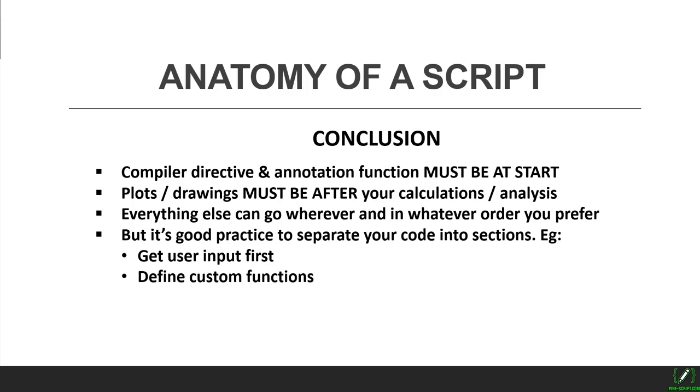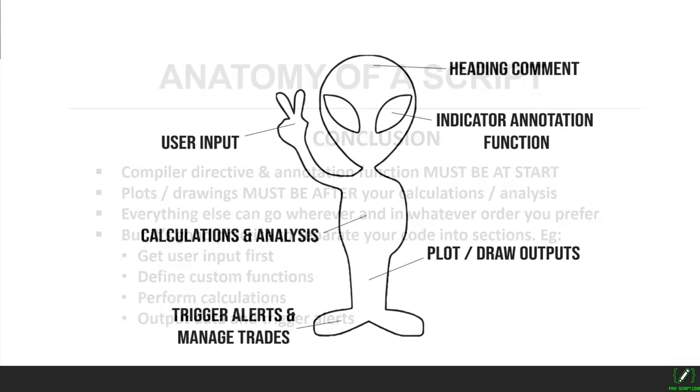But sometimes your functions will require user input. So that's why I like to do it after the user input code. And then finally, you just perform your calculations. Once you've got your user input, you've got your custom functions or libraries imported, you've got all the information you need to begin performing analysis. So that's what I like to do next in my scripts. And then finally, I like to output any data that is important to be displayed. And I like to trigger alerts if my script has alert functionality. So that's the general structure of a script.